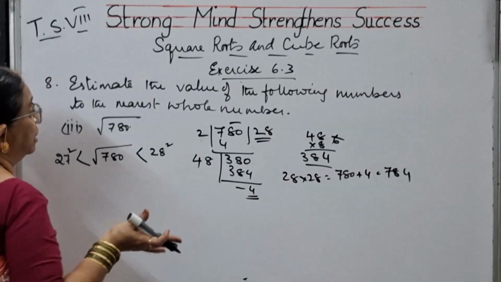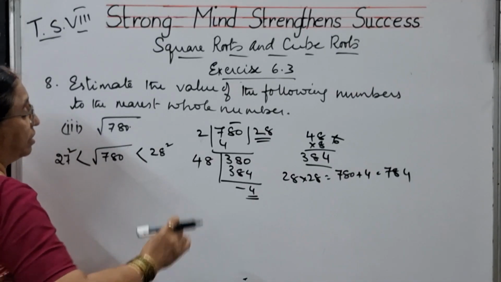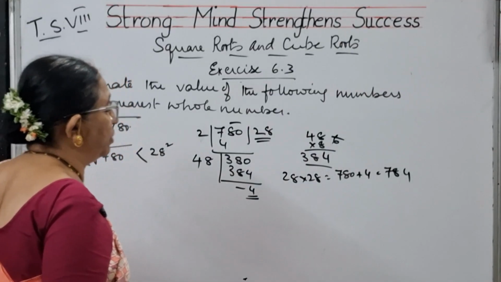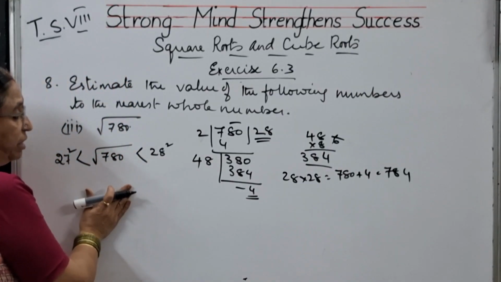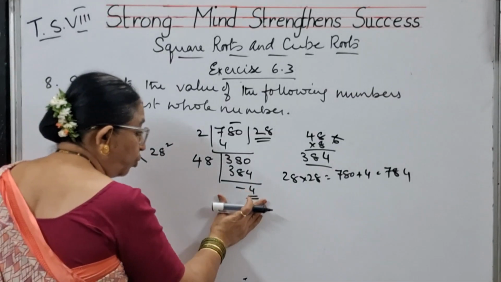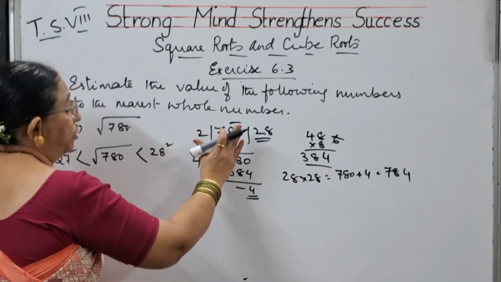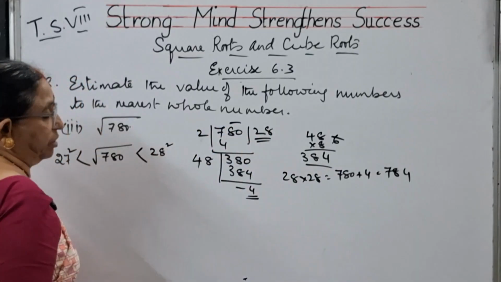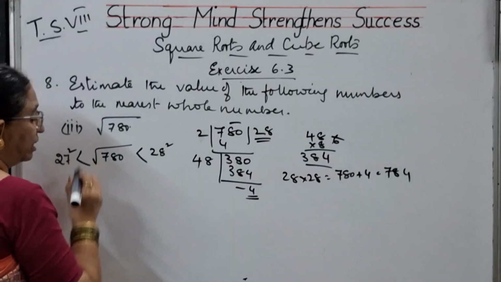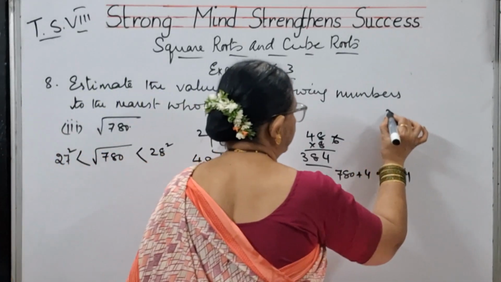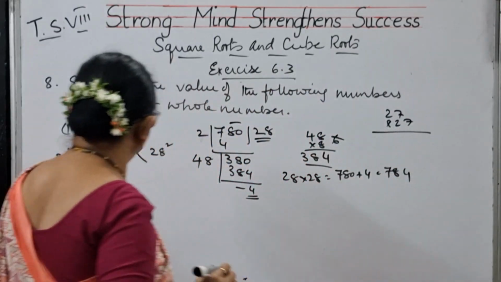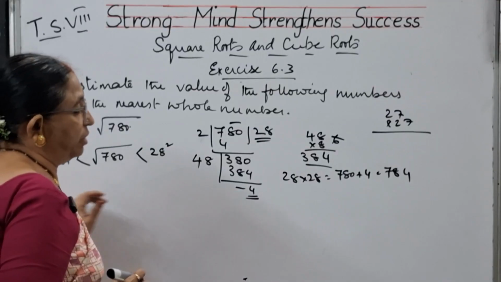See children, how tedious it would have been when you start finding out the numbers. Earlier problems are very simple, so directly we have written. But here in the examination, you may get bigger numbers like this. If you get bigger numbers, the clue is to find out the nearest bigger number. Then before that number is the smaller number. So 27 square. So what is 27 into 27? We should find out, because which one is nearer to 780? If you know, only then can you find out the answer.